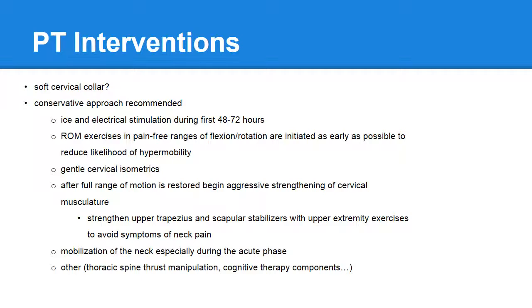After full range of motion is restored, begin aggressive strengthening of the cervical musculature. One can also strengthen the upper trapezius and scapular stabilizers with upper extremity exercises to avoid symptoms of neck pain. Mobilization of the neck, especially during the acute phase, should be used as well. Other interventions have been studied, but there has not been a lot of feedback since the initial investigation, including thoracic spine thrust manipulation and cognitive therapy components.